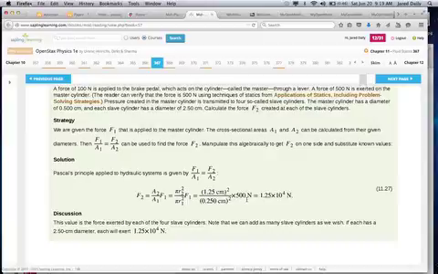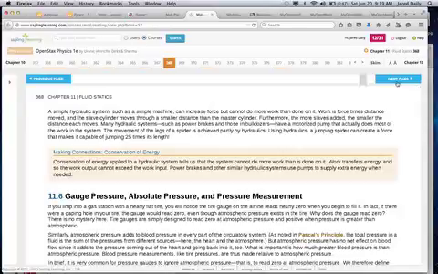So we put in 500 newtons and we get out 12,500 newtons. So that's a good deal. That's exactly what we want to do. That's how we want to make brakes work.